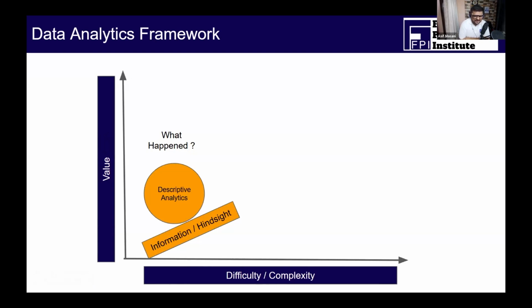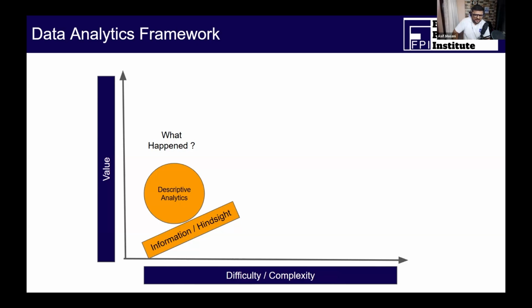And if you notice on the left, there is value on one axis, and on the bottom, there is difficulty and complexity on the other axis. So descriptive analytics, on the value and the difficulty-complexity continuum, is the least value and the least difficult, or the easiest one out of the four to crack. Also keep the value and the difficulty in mind as we move along.